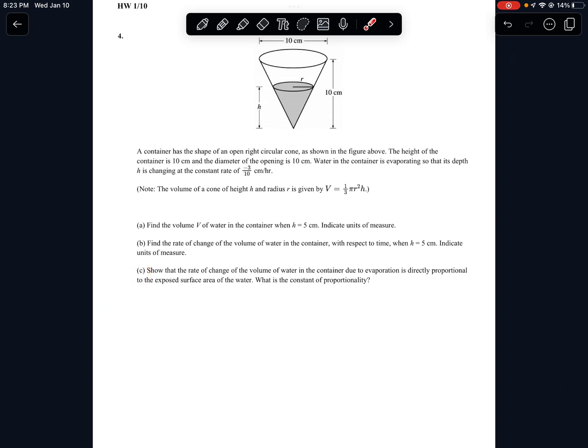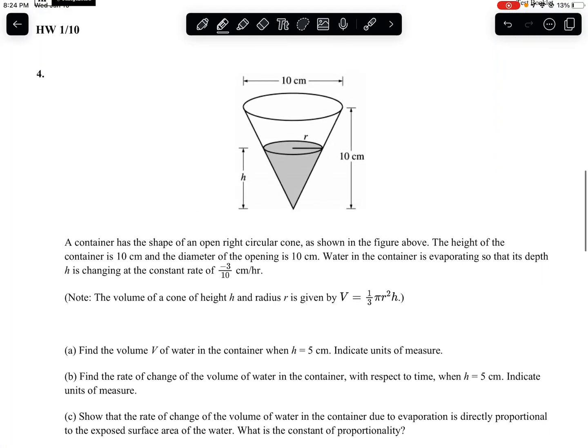This C is quite an interesting little problem, and we're going to get to it. So the first thing I want to do is find the volume of water when the height in the container is 5 centimeters. So there's a few things that we've learned about the cones is that the H and R are proportional. So we're going to need to use those ideas.